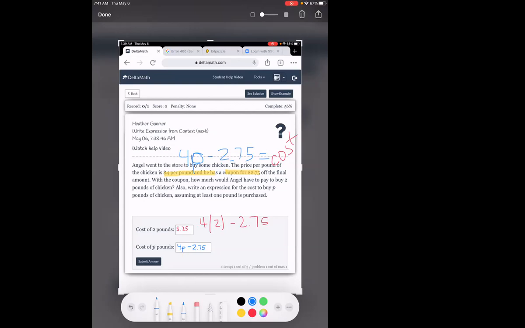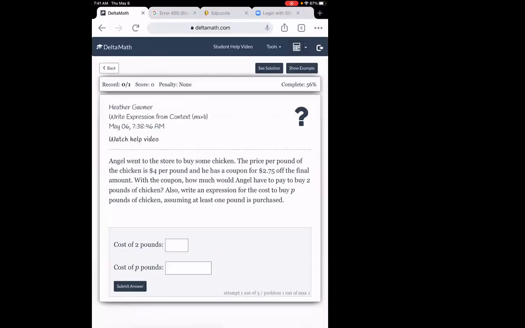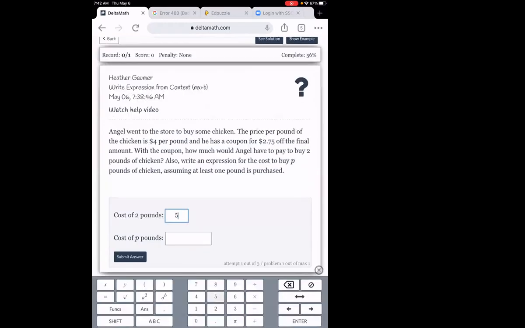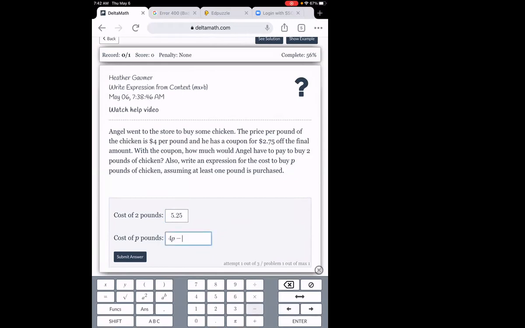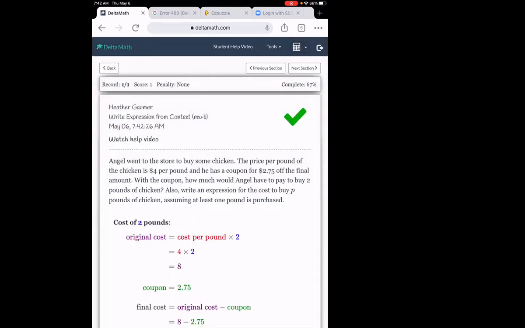So let's go. I'm going to save this. The cost of 2 pounds, we said, was $5.25. So I'm going to type that in. The cost of P pounds is 4P minus 2.75. Right. Does anyone have a question before I submit this and it disappears? Why I put those numbers in those boxes or how I came up with that? Okay. Next section.